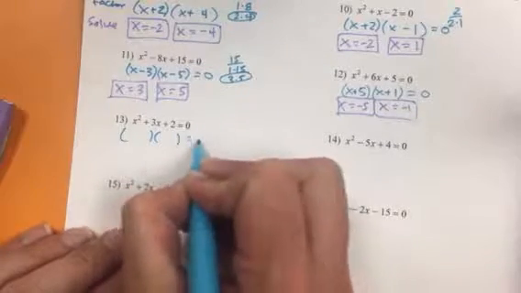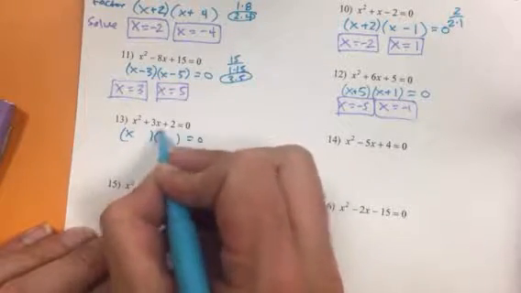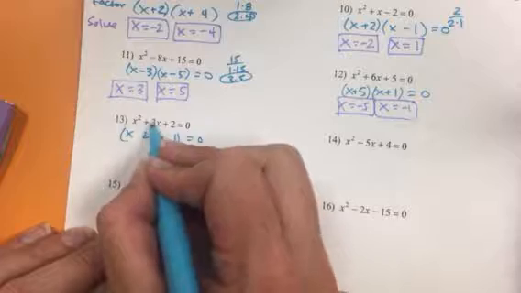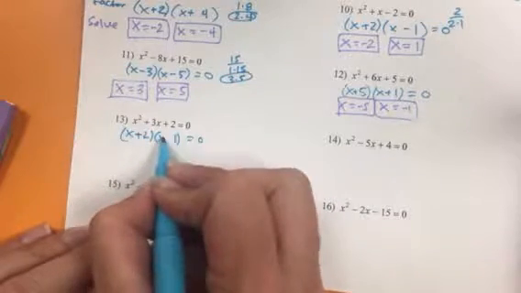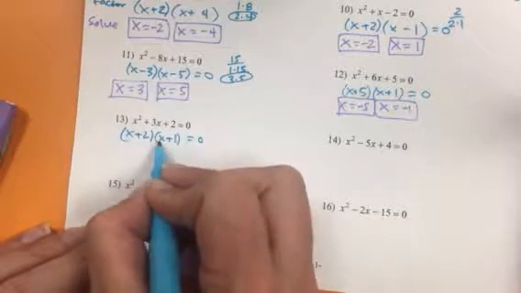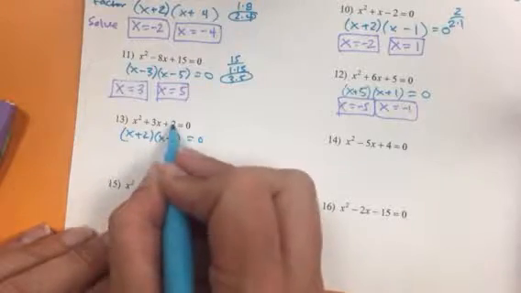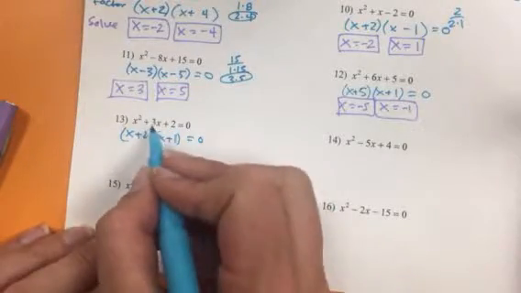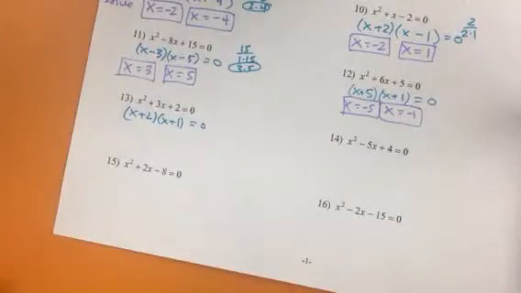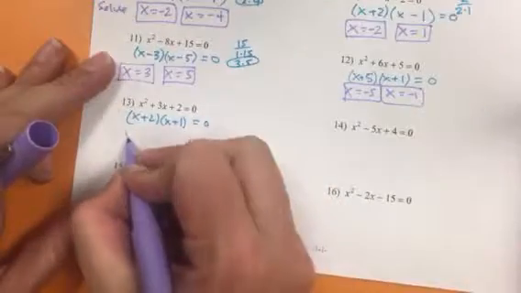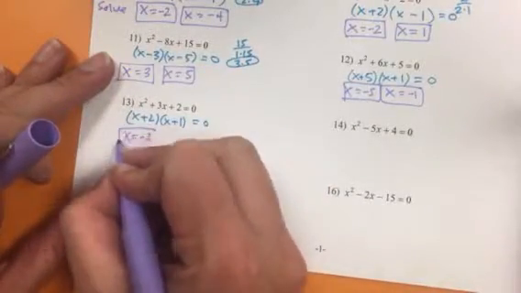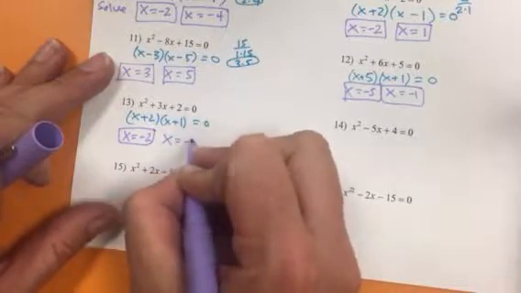Factor. X goes in front. Multiples of 2 are only 2 and 1, but this time they need to be 3, so they need to add them. X times x is x squared. 2 times 1 is 2. 2 plus 1 equals 3. My solutions, x equals negative 2, and x equals negative 1.